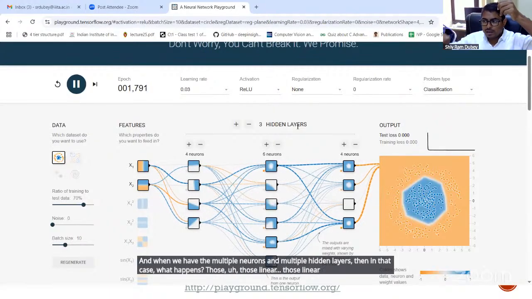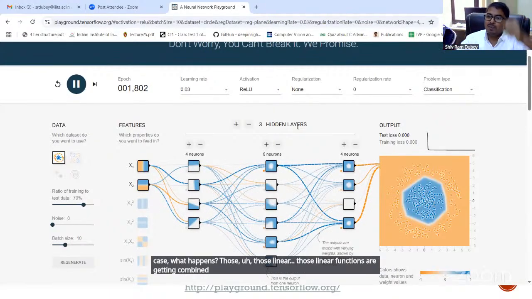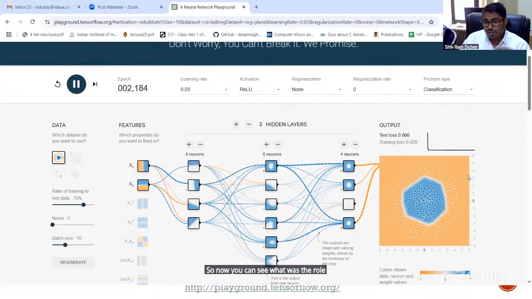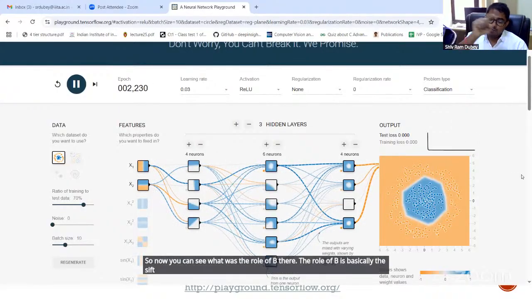Those linear functions are getting combined to get a decision boundary, which is a combination of these linear functions. And finally, it becomes non-linear because this is a combination of the linear functions and also shifted. So now you can see what the role of b was there. The role of b is basically the shift, because even if we have a linear function, we need to shift and we need to rotate. All these things that we have to perform are controlled by these parameters.